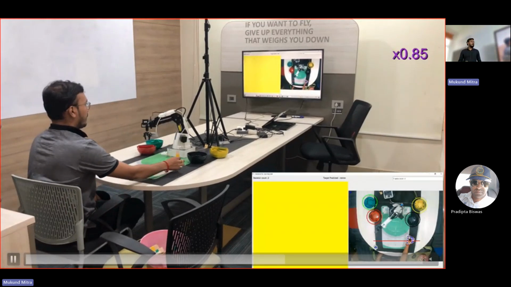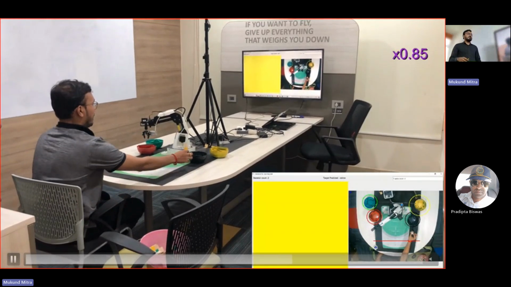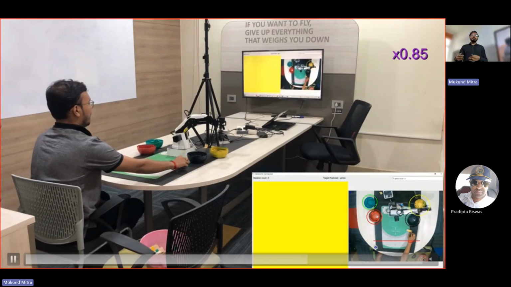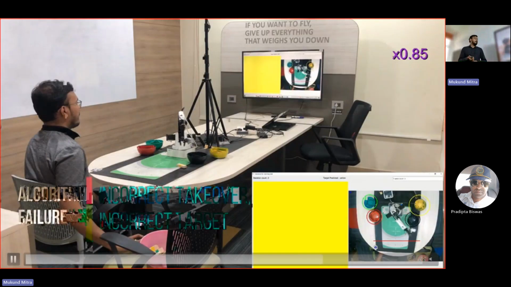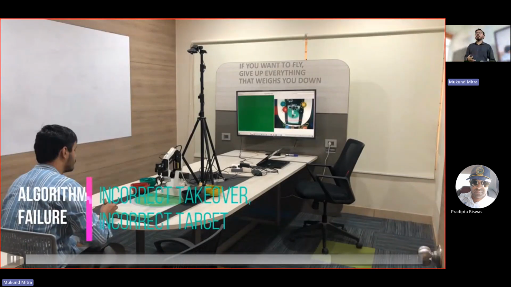It's lagging a little bit, but yeah. So there are sometimes incorrect predictions also, like we are moving our hand somewhere and the robot is going somewhere else. It might be due to various reasons, like due to algorithmic error also, or due to faulty tracking.